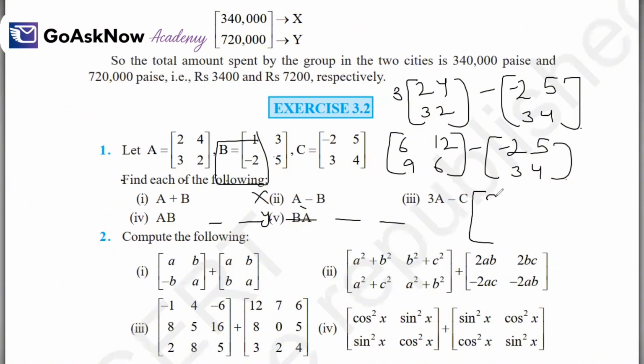You will get 8. 12 minus 5 is 7. The 9 minus 3 is 6. 6 minus 4 is 2. So this is your matrix for the third part. Okay. So the rest you can do by yourself. And yeah, let's move further.